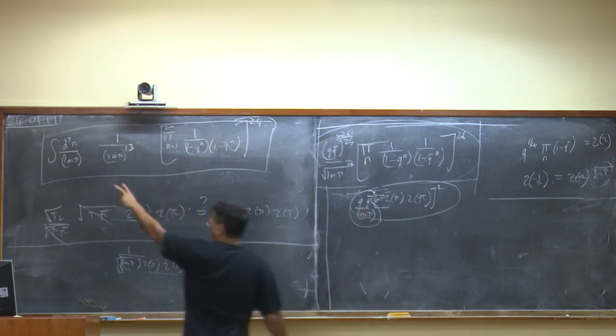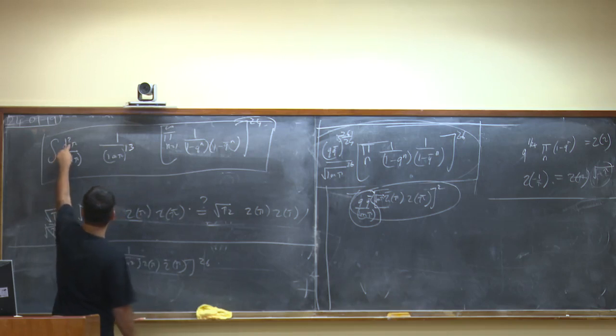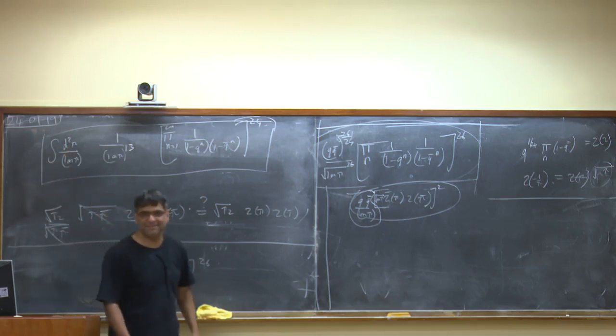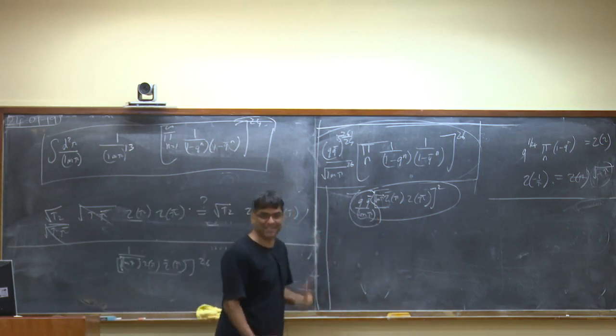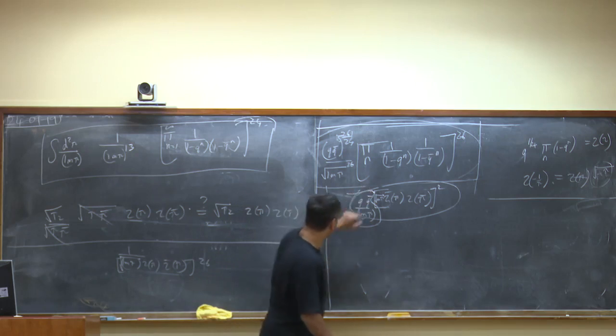This Im tau squared is what we need, because d2 tau divided by Im tau squared is the modular invariant measure on the torus. So this extra factor of Im tau is great. This q q bar I've messed up on somehow.